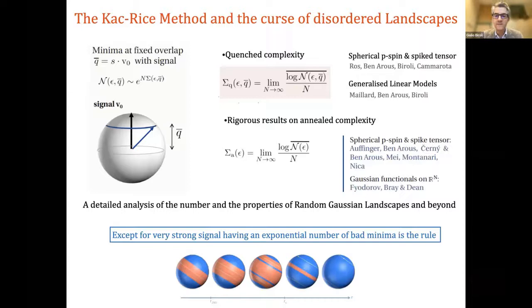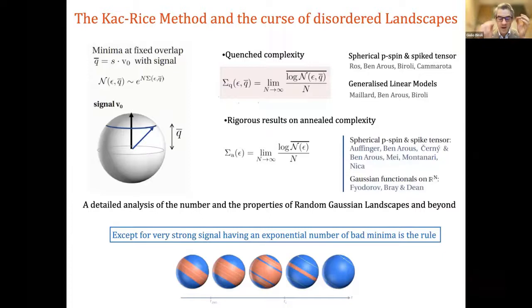All right, just to say that this kind of results have been started long ago and have been pushed until now. And to make a long story short, if you look at the figures in the bottom line, what you find is that in all these high dimensional non-convex landscapes in which you have disorder, because of the randomness, the rule is that you always have an exponential number of bad minima. It's really the rule. You really have to have a super strong signal to destroy the minima. So in this sense, you can call it a curse of disordered landscapes. You always have a lot of bad minima.